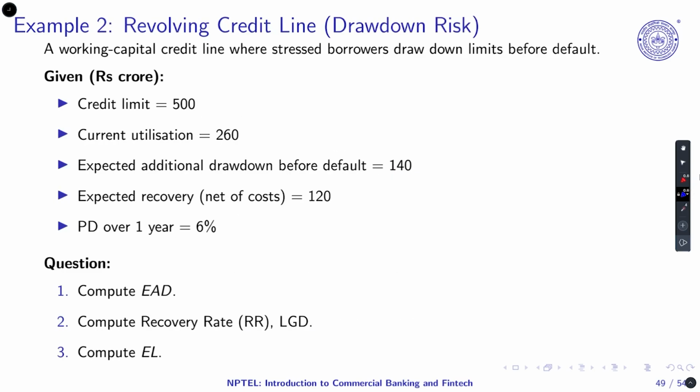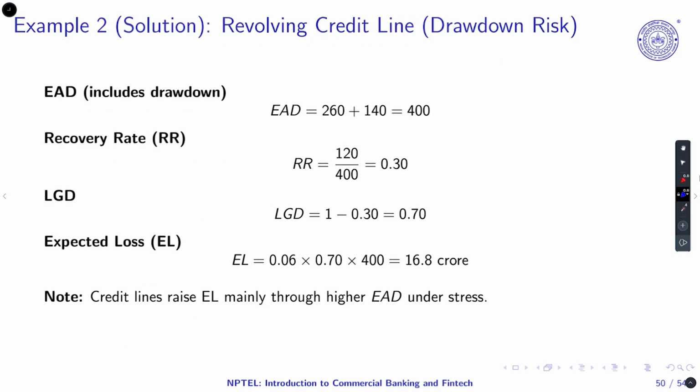Now we are going to see the drawdown risk, that what happens to drawdown. So a working capital credit line where stressed borrowers draw down limits before default. Suppose we have a credit limit of 500 crore, utilization is just 260, expected additional drawdown before default is going to be 140. So this is what here we have. Expected recovery net of cost is just 120, and probability of default over 1 year is 6%. So if I have to calculate the exposure at default, recovery rate, loss given default, and the expected loss, so this is what it implies.